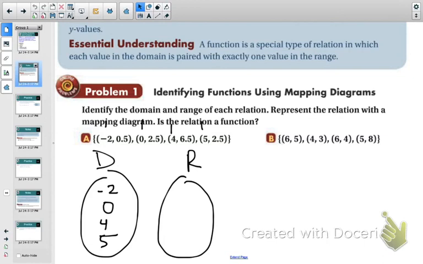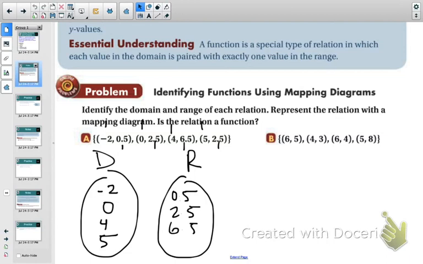And then I'm going to list all the y's, here, here, here, and here, in the range. So 0.5, 2.5, 6.5, and then 2.5. But notice I have two 2.5s, so I'm just going to list that one time. Okay, so now we need to map the domain onto the range.